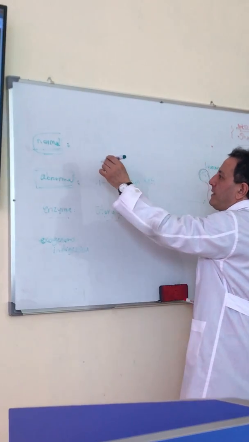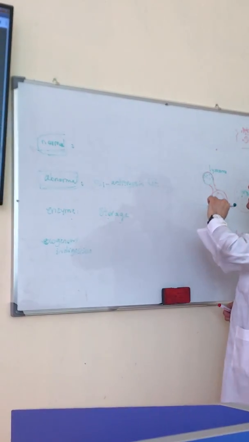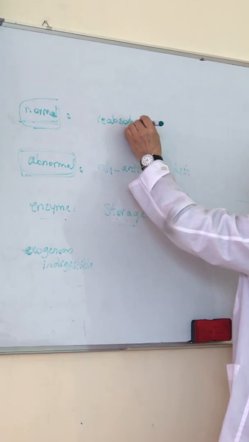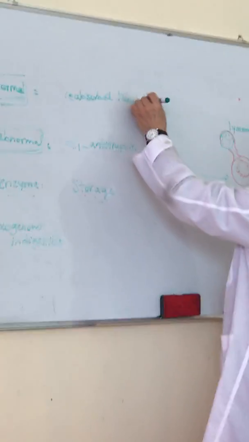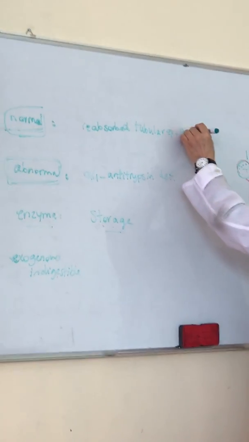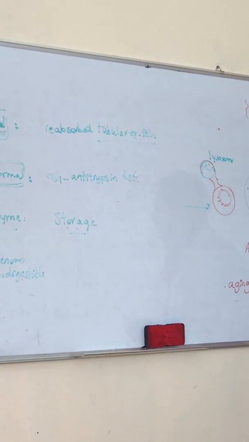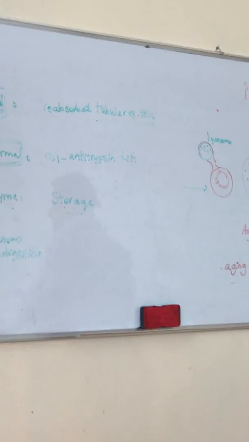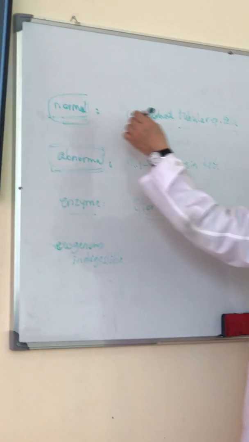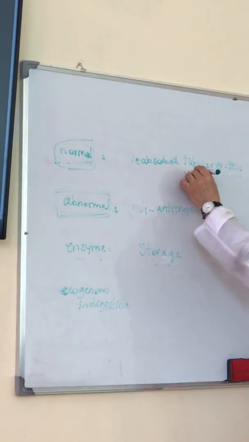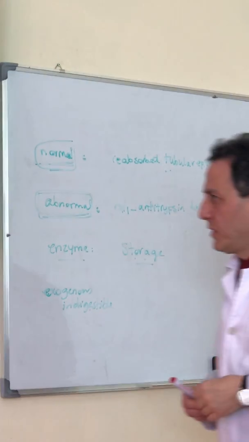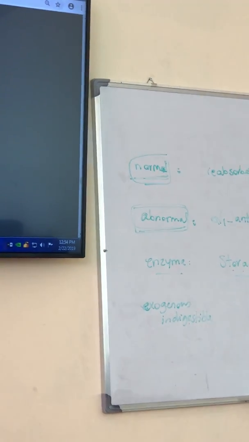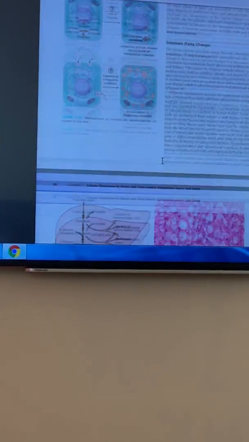And this protein, on its way to be excreted, is reabsorbed by the tubular epithelial cells. The tubular epithelial cells accumulate the protein, which has normal structure. So its structure is normal, but the patient has proteinuria, and it is reabsorbed in tubular epithelial cells. So these are the causes of intracellular accumulations. Now we start with the lipids.